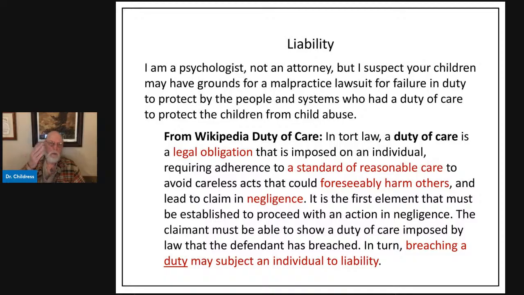I then discussed liability with him, or introduced the concept to him, that I'm a psychologist, not an attorney, but I suspect your children may have grounds for a malpractice lawsuit for failure and duty to protect by the people and systems who had a duty of care to protect the children from child abuse. Cite to Wikipedia, duty of care.